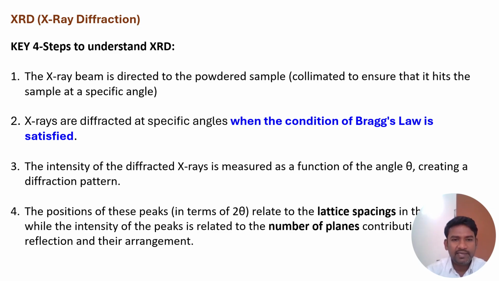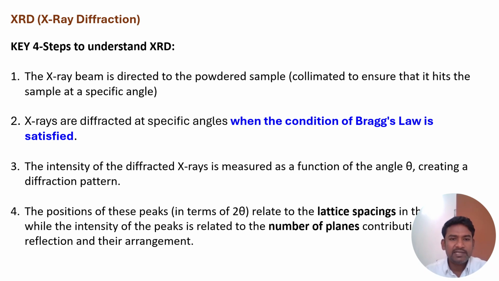Second, the X-rays are diffracted at specific angles when the condition of Bragg's law is satisfied. After some time I will explain what Bragg's law is, and here you should understand the second interesting thing: the X-rays are diffracted at specific angles when the condition of Bragg's law is obeyed.